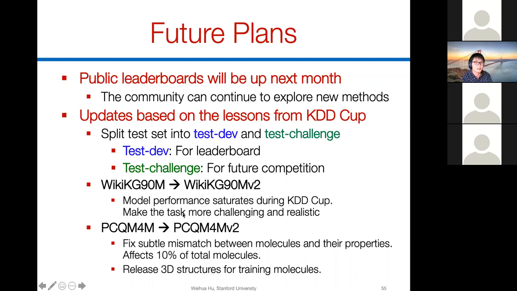So we want to make the task more challenging and realistic by not providing any tail candidates. And therefore, for the final one, we're going to update the molecule data set into version 2, where we're going to fix some bugs in our data sets. And most importantly, we're going to release 3D structures for the training molecules, so that methods based on graphs embedded in the 3D structure can be developed.